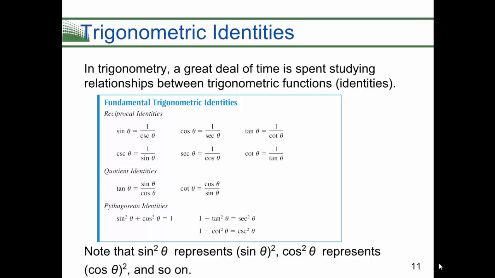One thing to note is that sine squared of theta represents the whole sine of theta squared, and that cosine squared of theta represents the whole cosine squared of theta. It's not just squaring the theta, it's the whole value of sine of theta squared and the whole value of cosine of theta then squared.